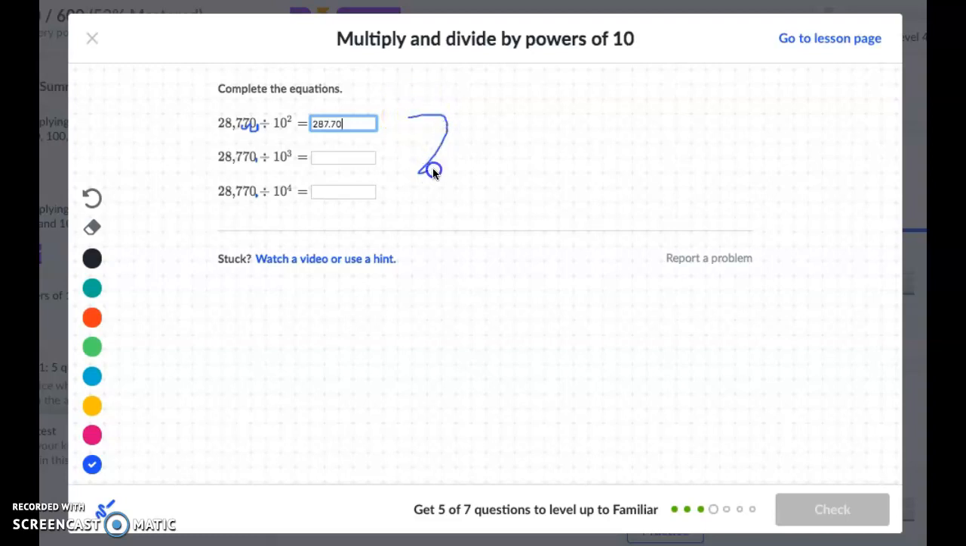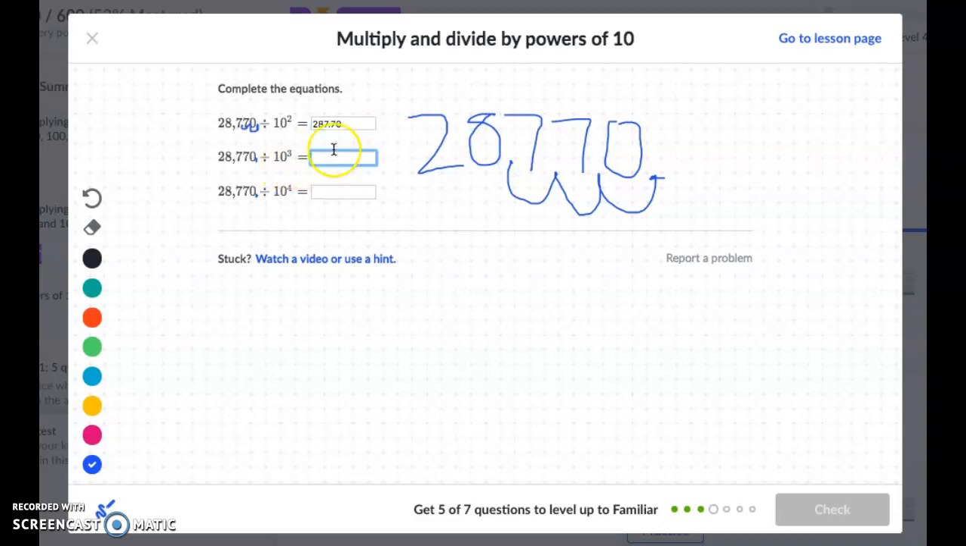And then we have 28770, and that decimal is right here. So we're going to move it 3 times to the left. 1, 2, 3, because it's 10 to the third. So my answer is going to be 28.770.